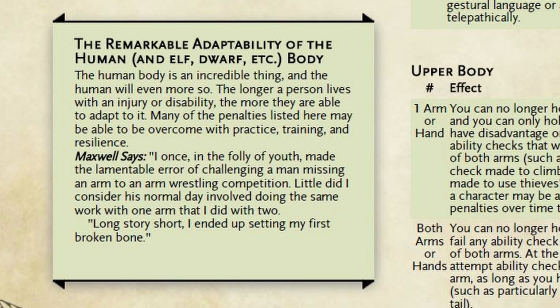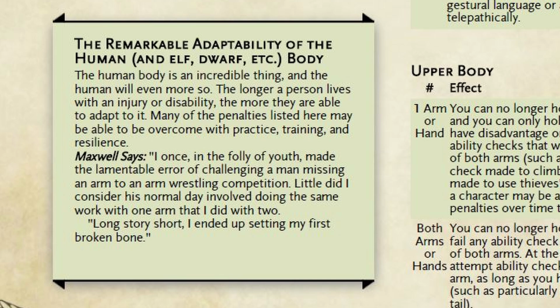So the remarkable adaptability of the human and elf and dwarf, etc. body. So the human body is an incredible thing, and the human will even more so. The longer a person lives with an injury or disability, the more they are able to adapt to it. Many of the penalties listed here may be able to be overcome with practice, training, and resilience.